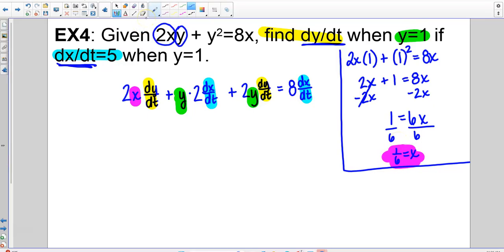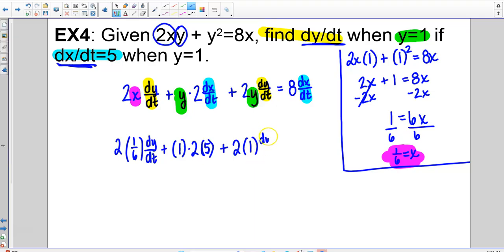So at this point, you're just plugging numbers in. 2 times 1/6 dy dt plus the y's 1, so 1 times 2 times dx dt, which is 5, sorry, dy dt is what we're solving for, so we won't leave it here, equals 8 times 5. There.